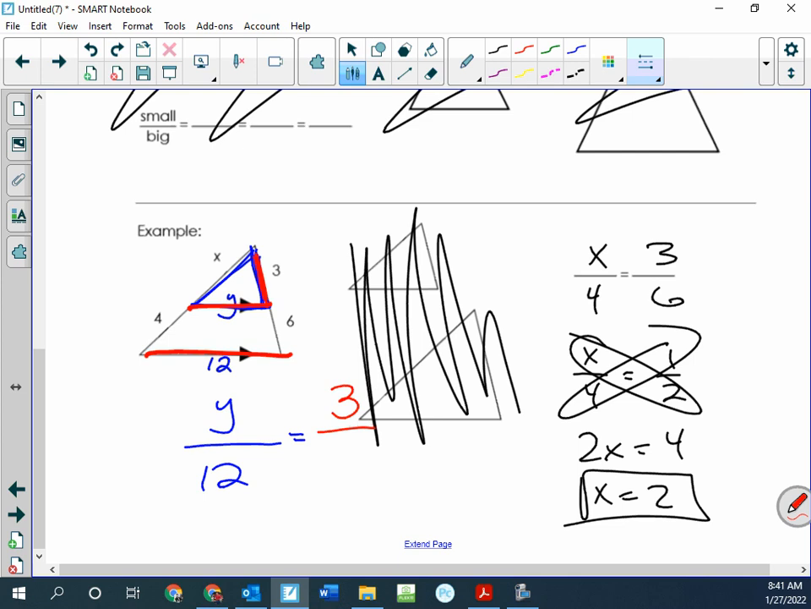So look at what's happening here. I did the bottom over the bottom, and then I did the right side. So what do I need to put it over? I need to put it over the right side of the triangle. What's the right side of the big triangle? 9. So notice I'm matching up the same kinds of pieces. So y over 12 equals 3 over 9.